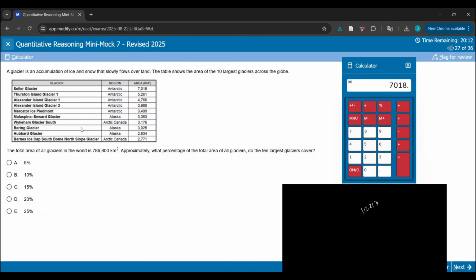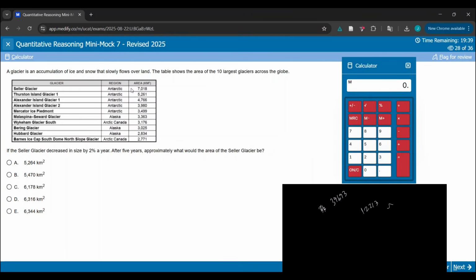Okay, 7018 plus 5261 plus 4766 plus 3980 plus 3499 plus 3363 plus 3176 plus 3025 plus 2834 plus 2771. Better write this number down and hope it's not wrong. 39693. Divide this by 786,800. Oh, I can guess what it's going to be. It's going to be 5%.